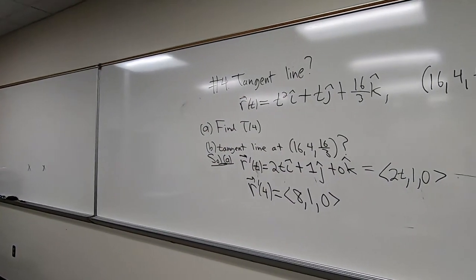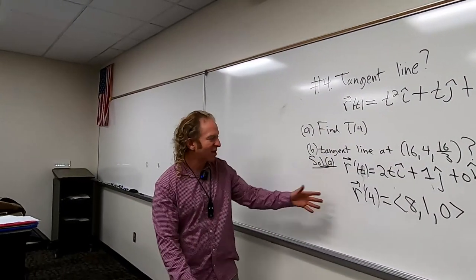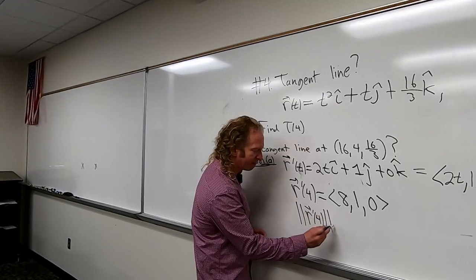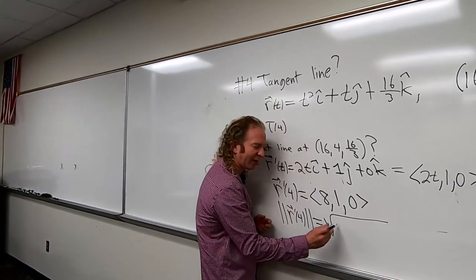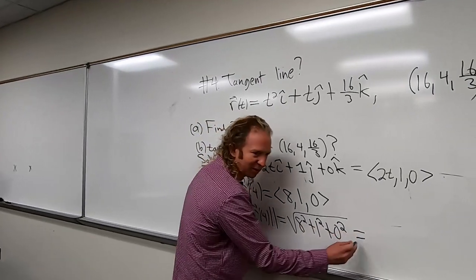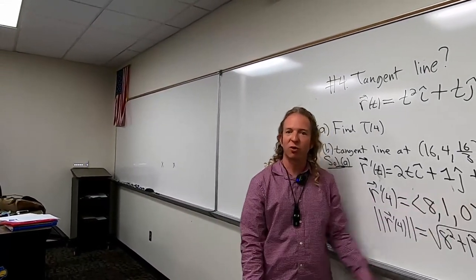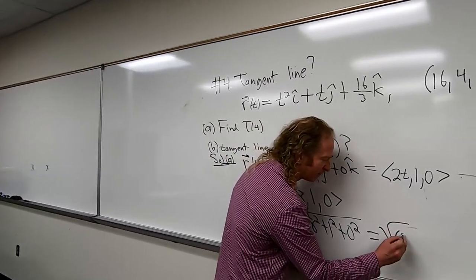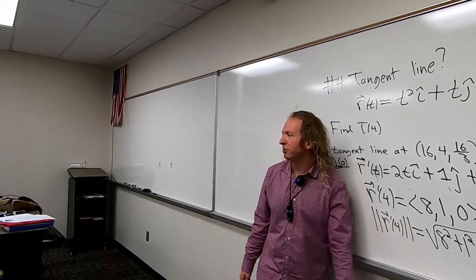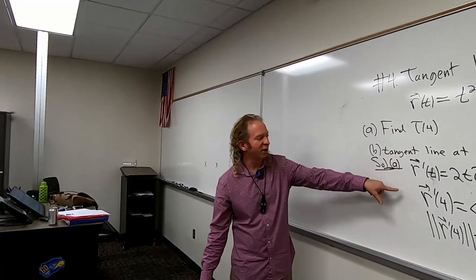What do we do next to find the unit tangent vector? What do we find? The magnitude. Good. Now we just find the magnitude. So we do the magnitude of r prime of 4. So square root, I'll even write it all out: 8 squared plus 1 squared plus 0 squared. Square root of 65, beautiful. You square each of the components, take the square root, square root of 65, awesome. You will for sure have one like this on your test, every semester, without fail. It's not hard, right? You just basically take the derivative and plug in the numbers.